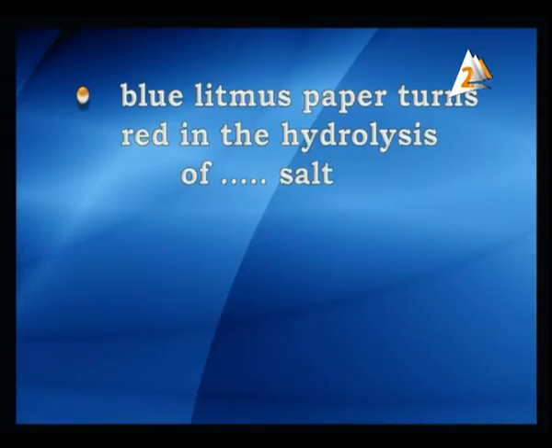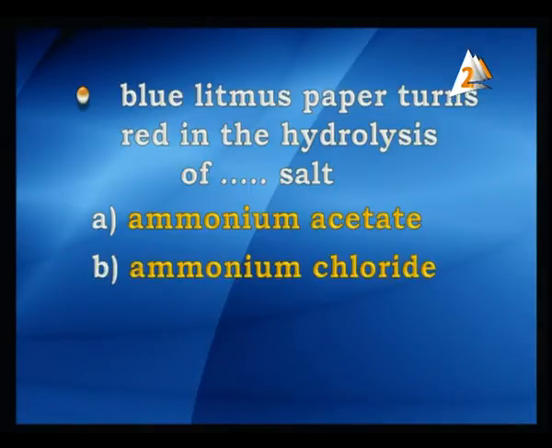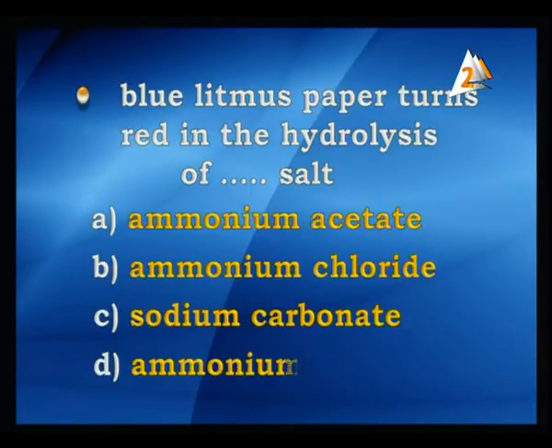Another one, we have blue litmus paper turns red in hydrolysis of a salt. Which one? Here we have an acidic salt. So we have ammonium acetate, or B, ammonium chloride, or sodium carbonate, or ammonium carbonate. Which one of them makes the hydrolysis of the salt give a red color? It is ammonium chloride. Excellent.